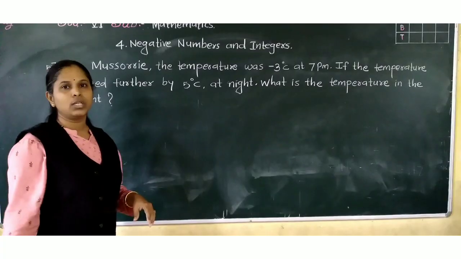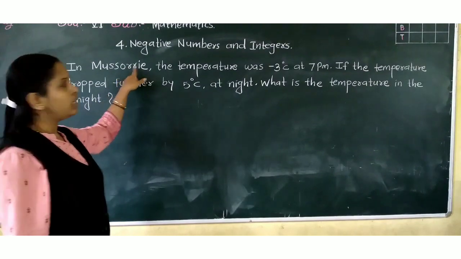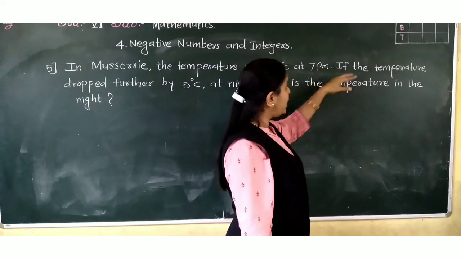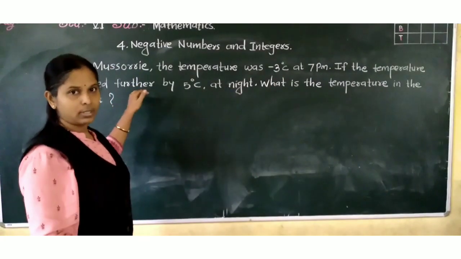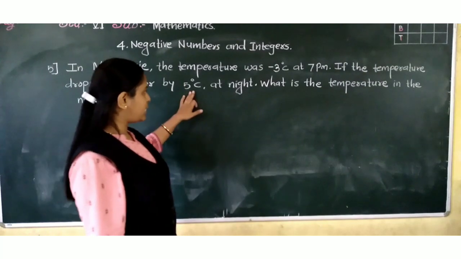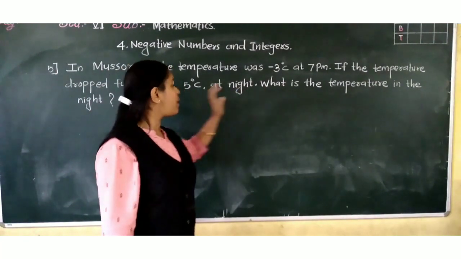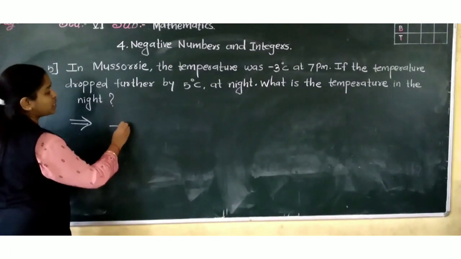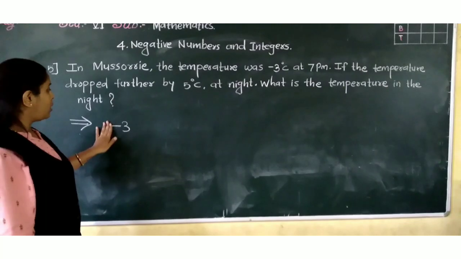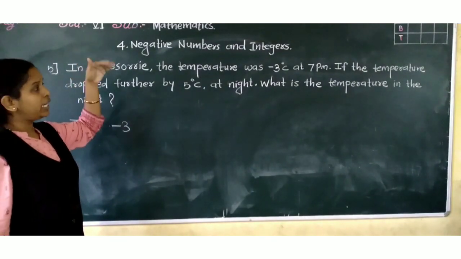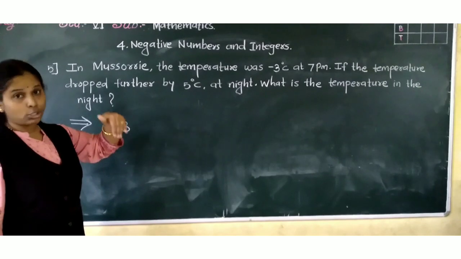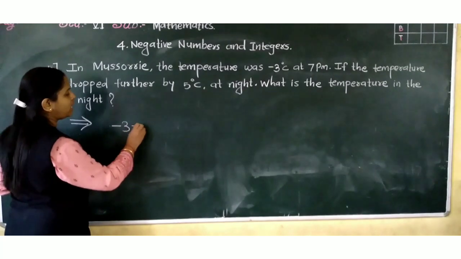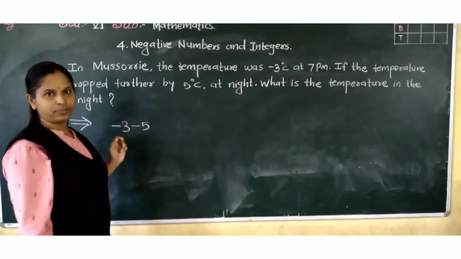Followed? Question number 5. In Mussoorie, the temperature was minus 3 degrees Celsius at 7 p.m. If the temperature dropped further by 5 degrees Celsius at night, what is the temperature at night? See, at 7 p.m. it was minus 3. At night, it dropped. Drop means decreased. So for decrease, which sign do we use? We use minus. It decreased by minus 5.